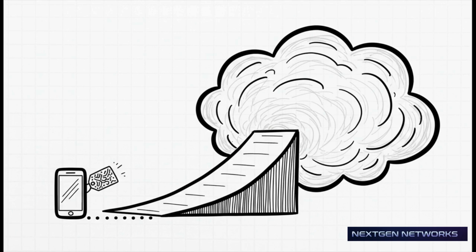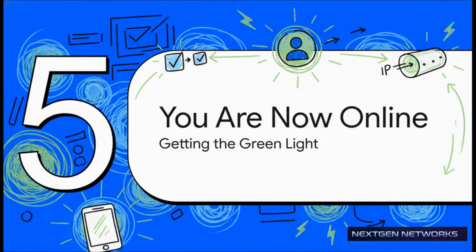We are so close now. And here we are, the final phase, the home stretch. The MME has checked all the boxes. You're authenticated, it knows your subscription plan, and a data tunnel with an IP address is ready and waiting. All that's left is to make it official and give your phone the green light.